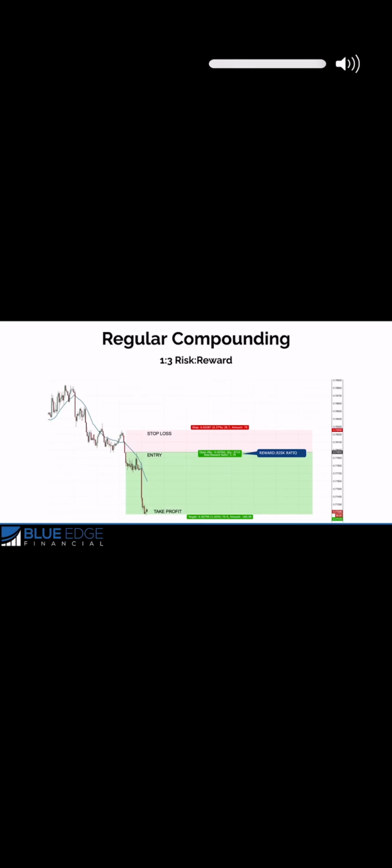3 risk to reward. Now, if you don't know what that means, let's say that you got in on this entry where this line is. It means that you're risking the ratio of 1 to get the reward of 3. So, an example could be you're risking 1% to make 3%. If you hit the stop loss up here at the end of this red zone, then you would lose 1%. But if it comes down and hits the end of this green zone, you would make 3%. So this is an example of a 1 to 3 risk to reward trade.